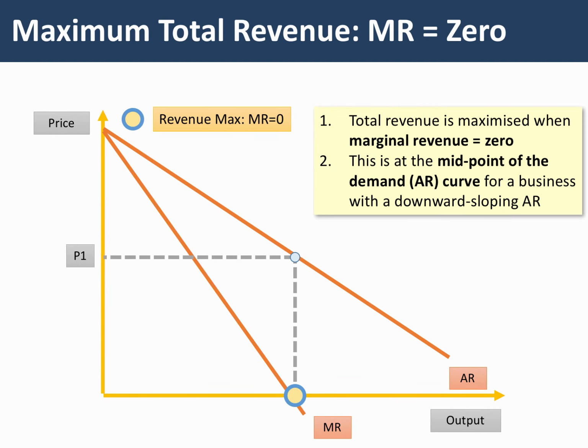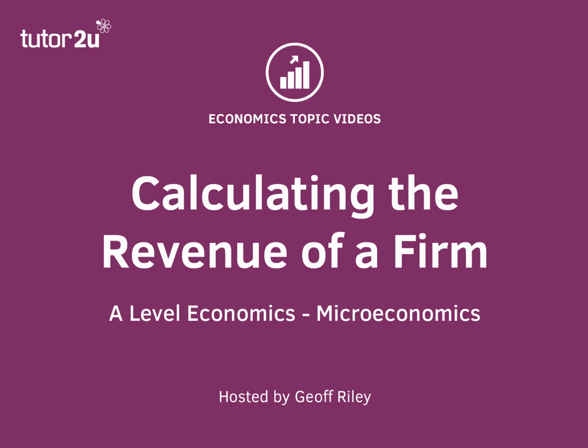So this has been a little look at average and marginal revenue. If a business wants to maximize their revenue, they choose an output where marginal revenue is 0. And you don't have to prove this, but this is at the midpoint of any downward sloping demand curve. That's been a quick look at how we calculate the revenue of a firm.